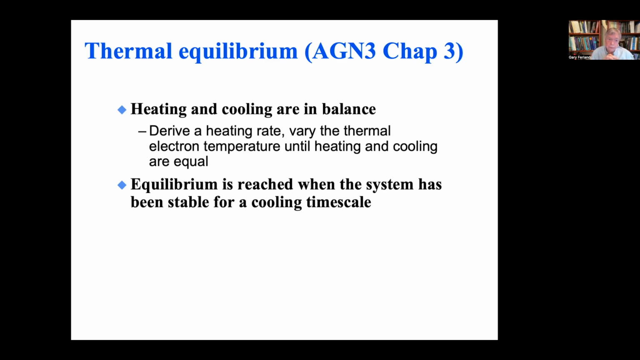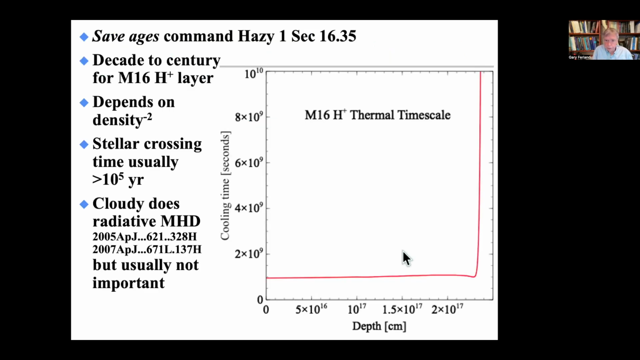Equilibrium is when the system has been old enough and stable enough for this balance to have occurred. We have ways to check whether that's a good assumption. If you look back in the homework problem, the M16 model included the save ages command, and that includes some of the interesting timescales for processes in this model. What I plucked out is the cooling timescale.